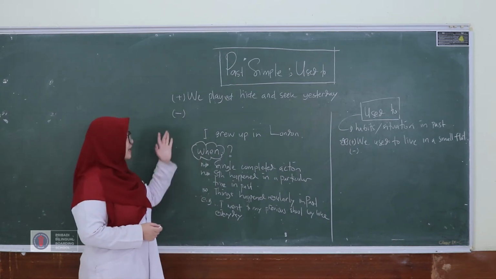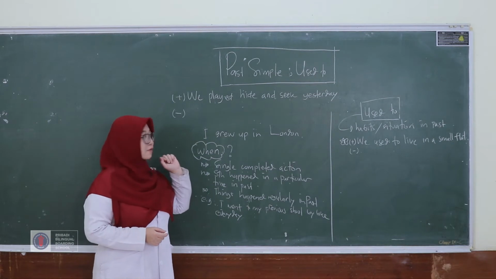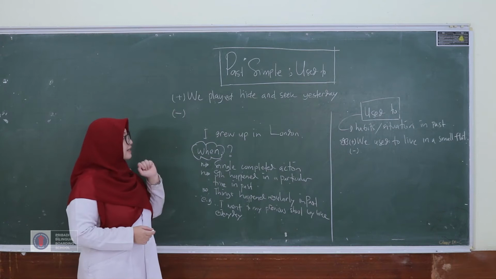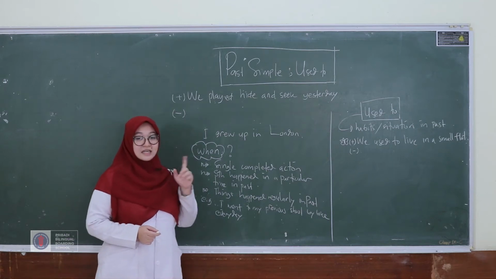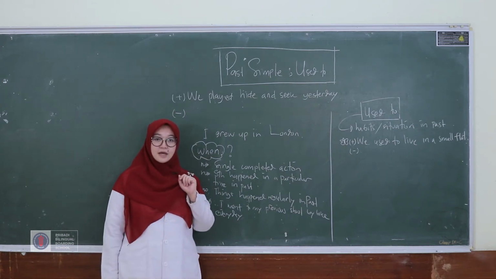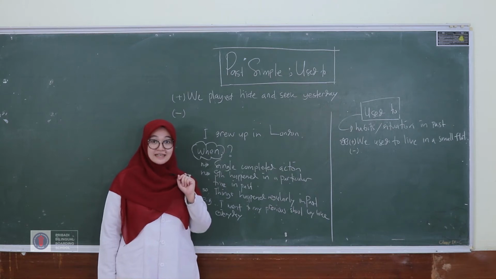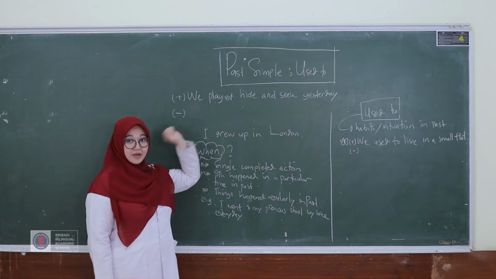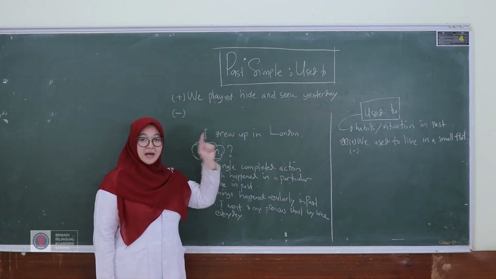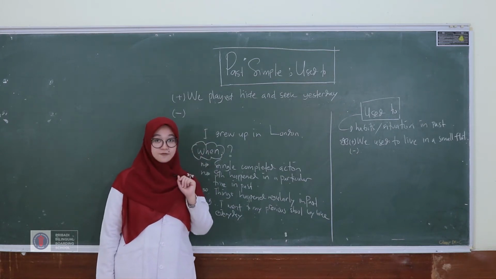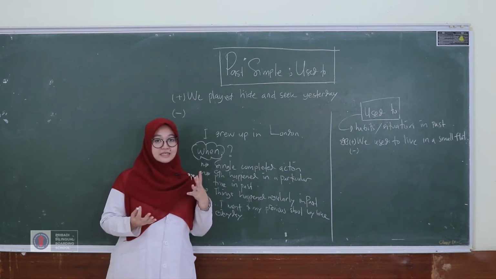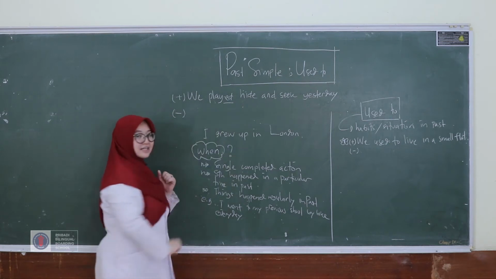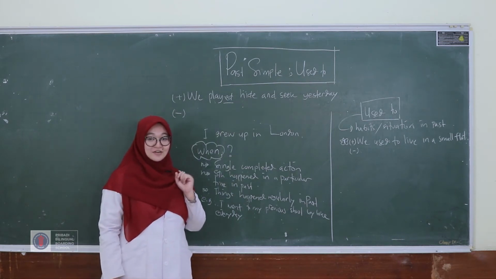Okay, as you can see on my board, I have written a sentence for you: "We played hide and seek yesterday." This is an example of a past simple sentence, with the verb "played." Past simple uses the past form of the verb. It's actually simple: you just put -ed on your verb. It's that simple.